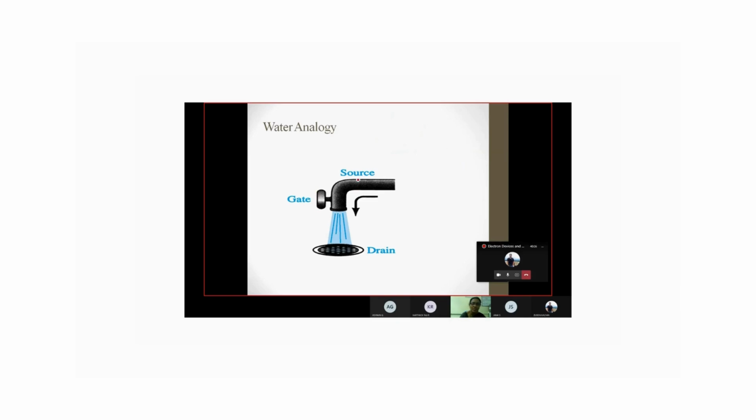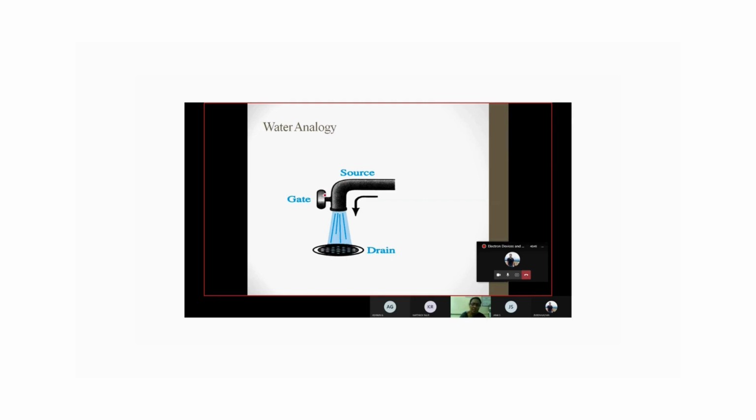If you open it, definitely water will come out, and that may be collected with the help of some bucket. So gate is an arrestor; you can close it, you can open it. Here in JFET, by giving some supply to the gate, either electrons or holes will be emitted from the source, and this will be collected by the drain. So it's a water analogy, which is used for explaining the operation of JFET.